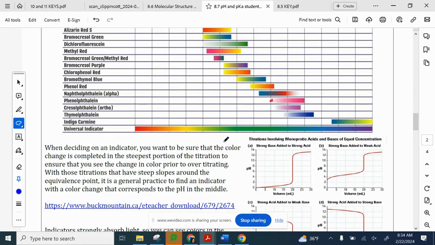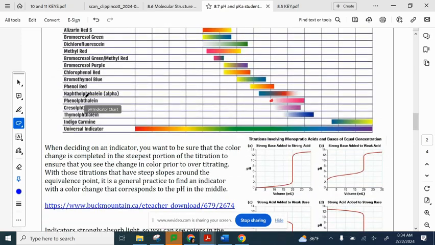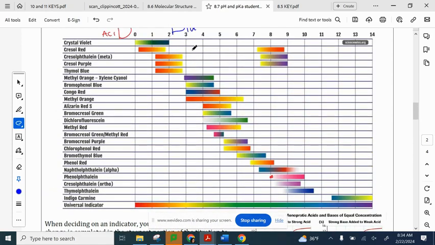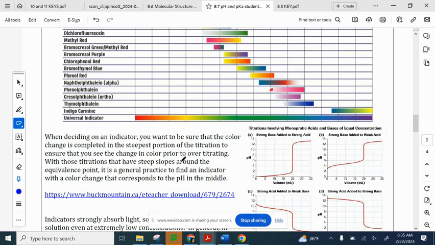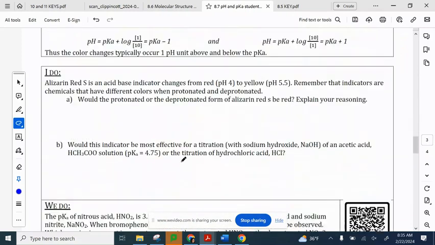What you do is look at your pKa of these different acids or bases, and then you find the pH range where that base or acid changes. So if you look at the pKa here, they gave us 4.75. That's our acetic acid.